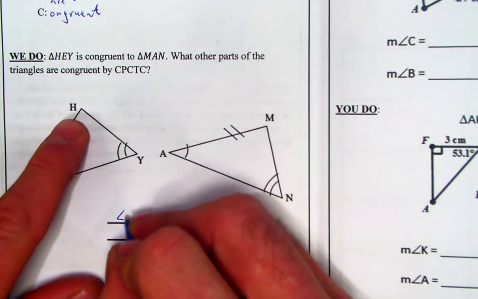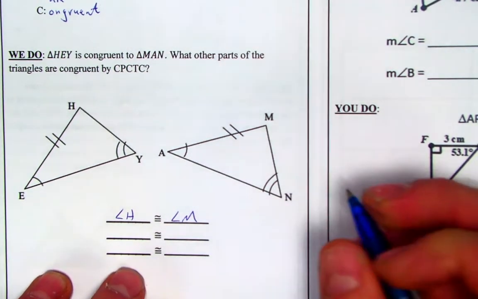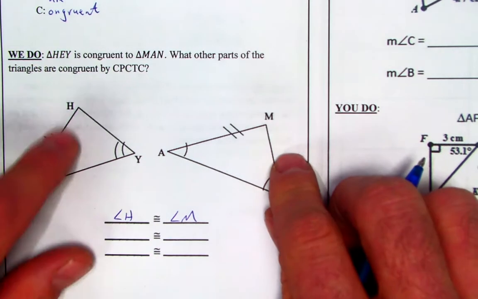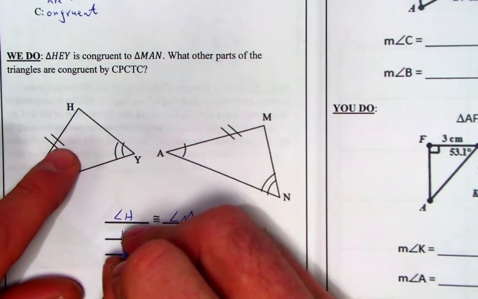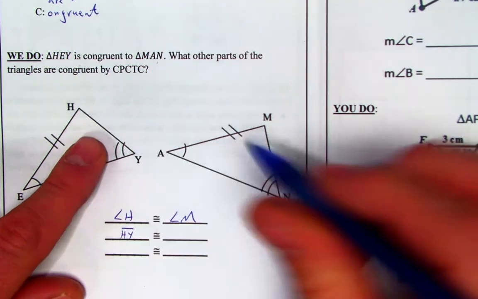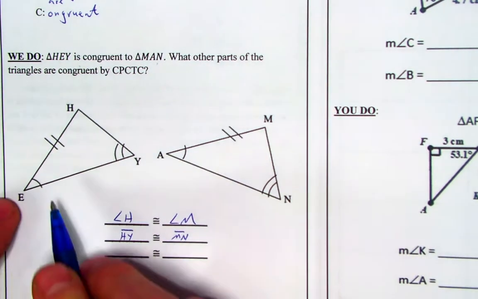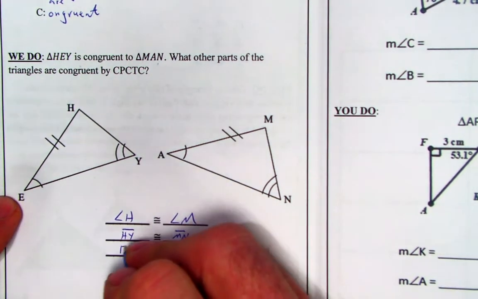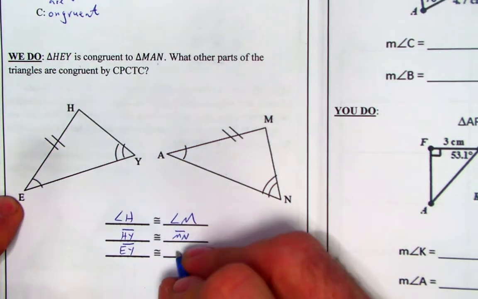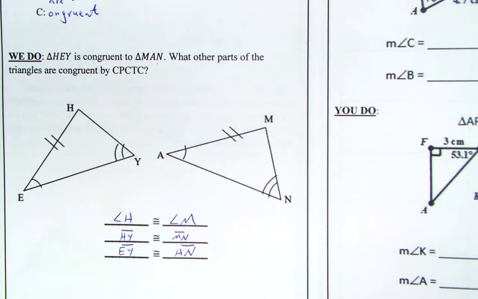So we know that angle H has to be congruent to angle M. All right, so that takes care of that third angle. Side HY has to be congruent to, well, let's make sure, HY and MN. And side EY is congruent to side AN. All right, so these are just the remaining parts that must be congruent because the triangles themselves are congruent.